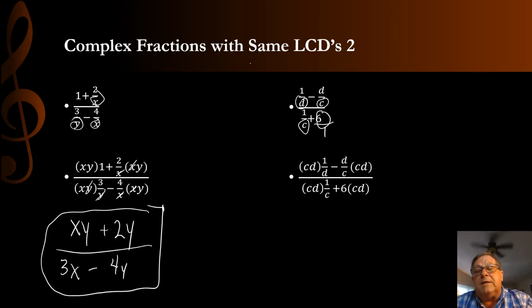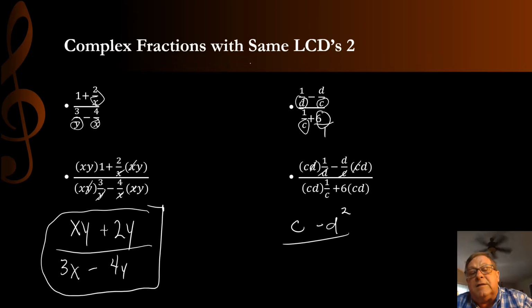And so here we go. We got cd times 1 over d. Well, our d's are going to cancel right here, and c times 1 is just going to give us c. And then we got minus, or negative, d over c times cd. Well, my c's cancel here, and then I got minus d times d. Negative d times d is negative d squared. Okay, well, we've simplified our numerator, at least to this point.